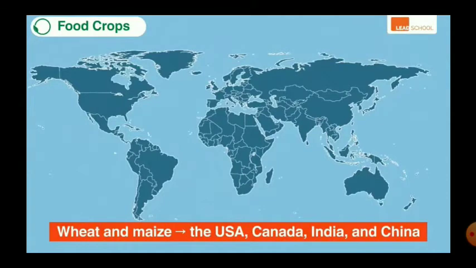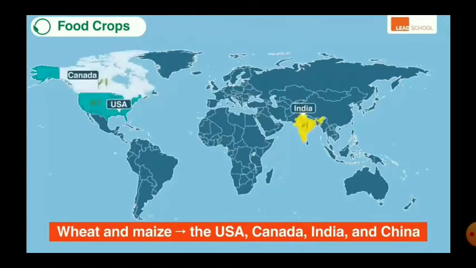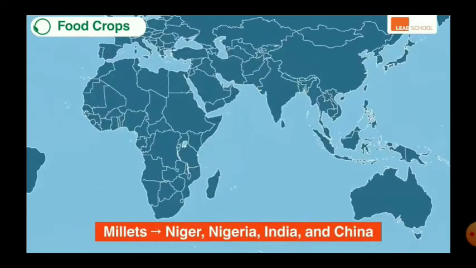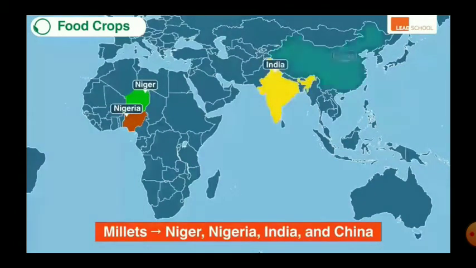Wheat and maize both need similar climatic conditions. Countries such as the USA, Canada, India, and China are some of the major producers of these crops. Millets are grown in African countries such as Niger and Nigeria, and in Asian countries such as India and China.